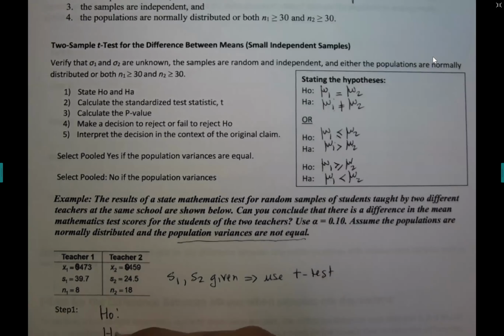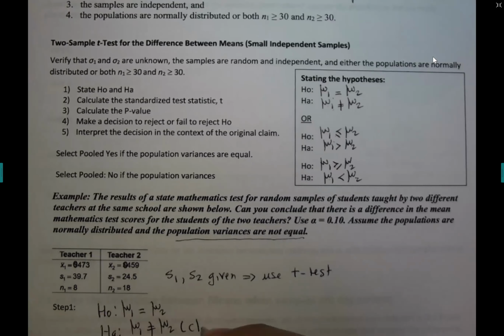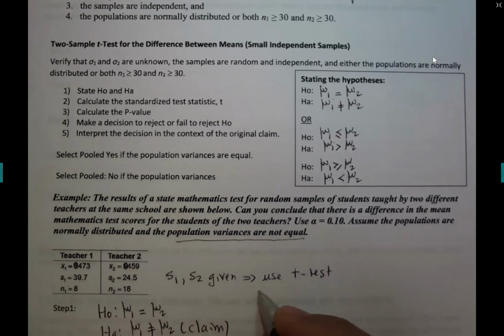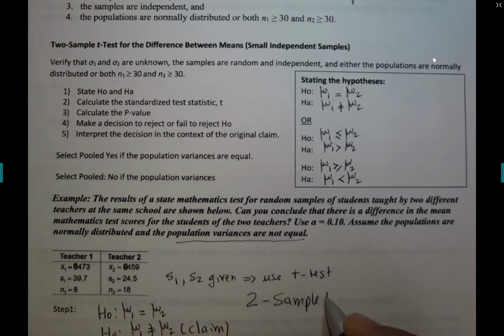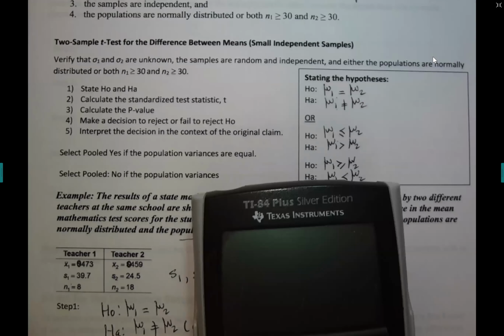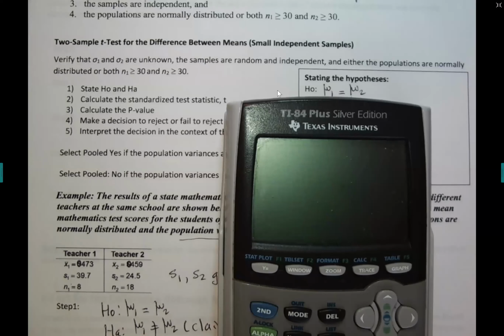Actually, guys, if you know how to state the first step and you know which test to do, you're done. This is the claim. Since S1 and S2 are given instead of sigma 1, sigma 2, it is a two-sample t-test. Okay, let's run the test, show you how that works. So as you can see, I didn't need to do a big introduction of section 2. If we did 8.1, it's going to be the same.